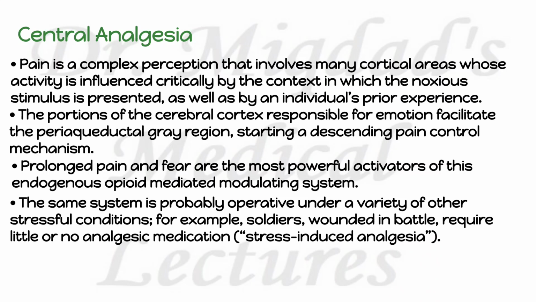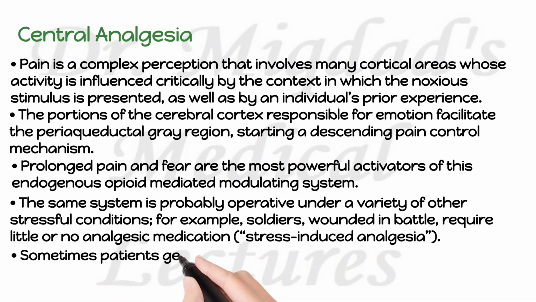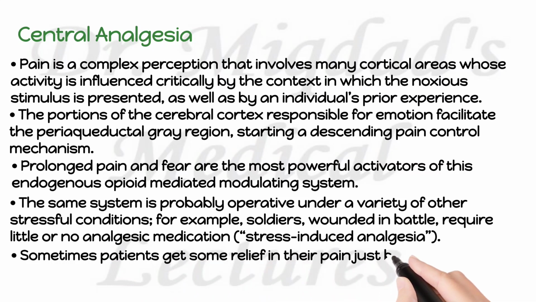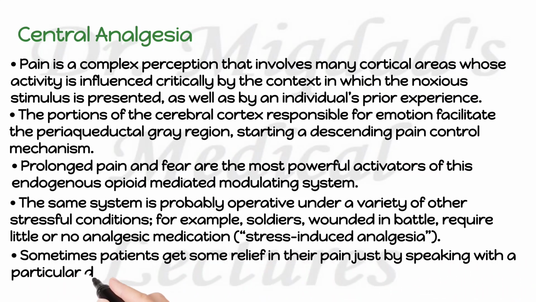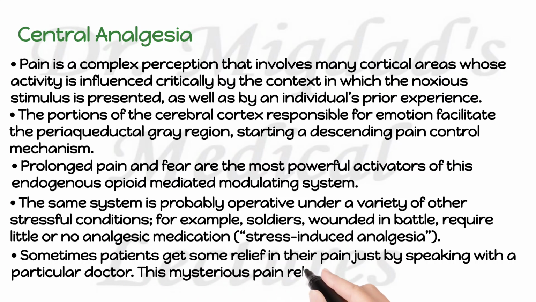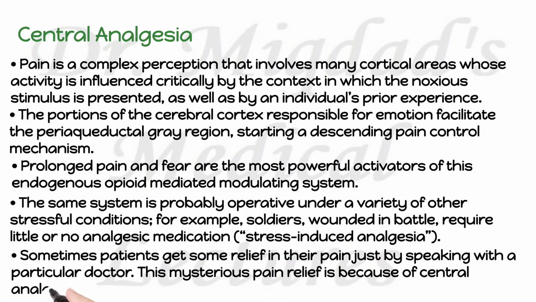This example we have already discussed earlier in the psychological variable of the biopsychosocial model of pain perception. Another example of central analgesia is patients getting relief in their pain just by speaking with a particular doctor. The important opioid substances and neurotransmitters which are released for central analgesia are endorphins, dynorphins, enkephalins, serotonin and norepinephrine.